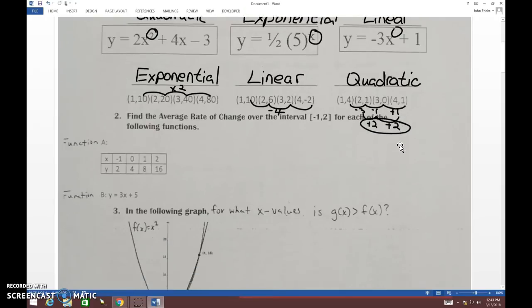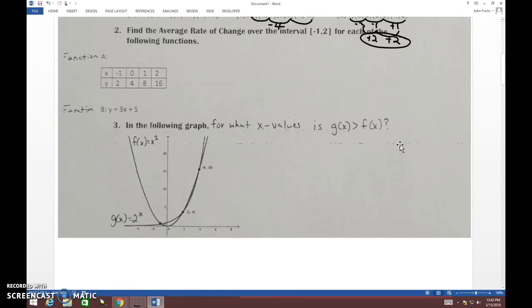In our next problem, number 2, we said find the average rate of change over the interval from negative 1 to 2 for each of the following functions. So negative 1 to 2 means that I'm looking at the x values where x is negative 1 and x is positive 2. So a couple ways you could go about doing this problem. One, you could look at the table and tell the difference. So from negative 1 to positive 2, I know I have to add 3. And then from 2 to 16, I know I need to add 14.